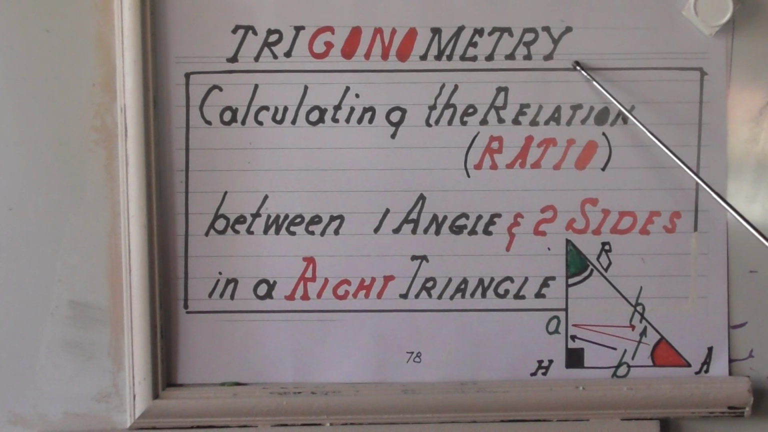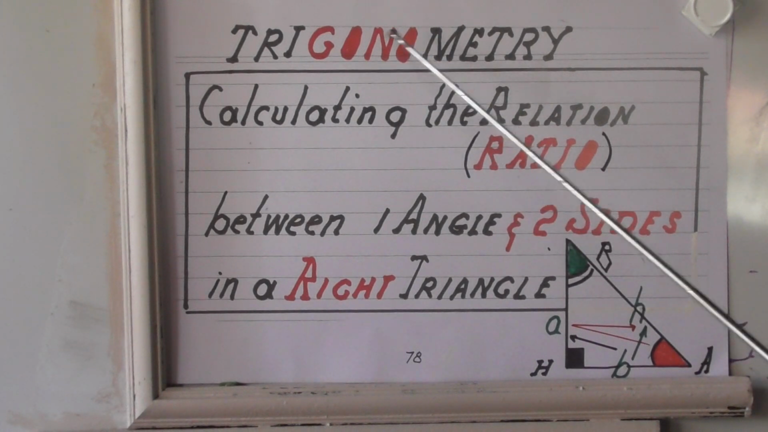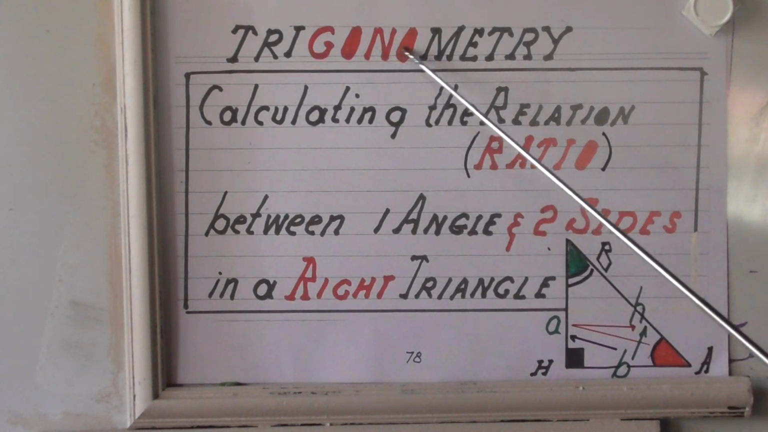trigonometry. What does it mean? Gono means angle in Greek. Triangle measure. We do trigonometry. Do you know what it means? No, of course not.